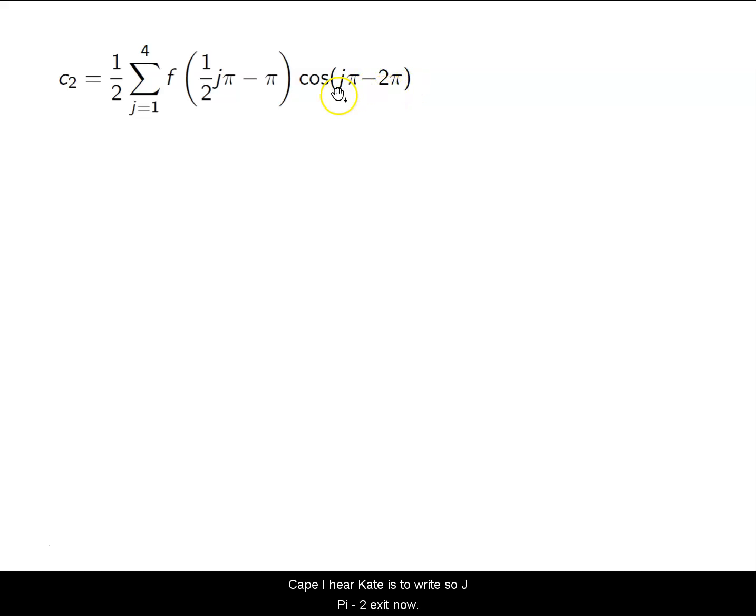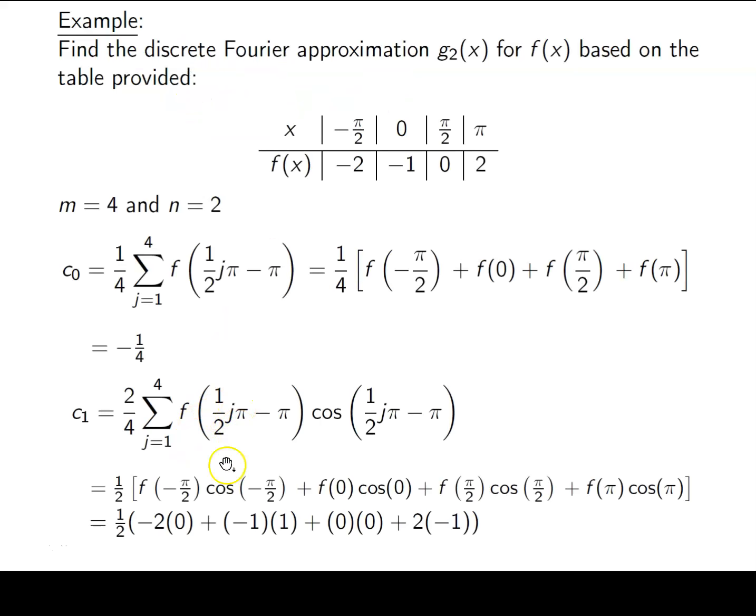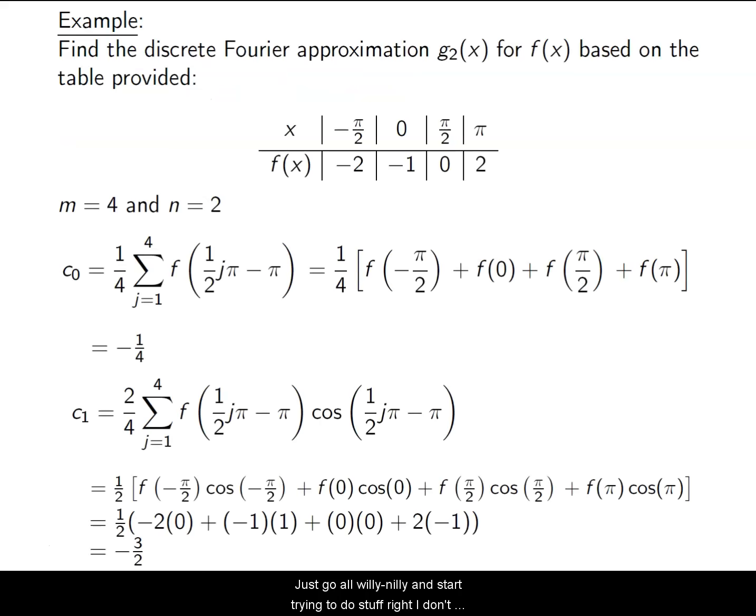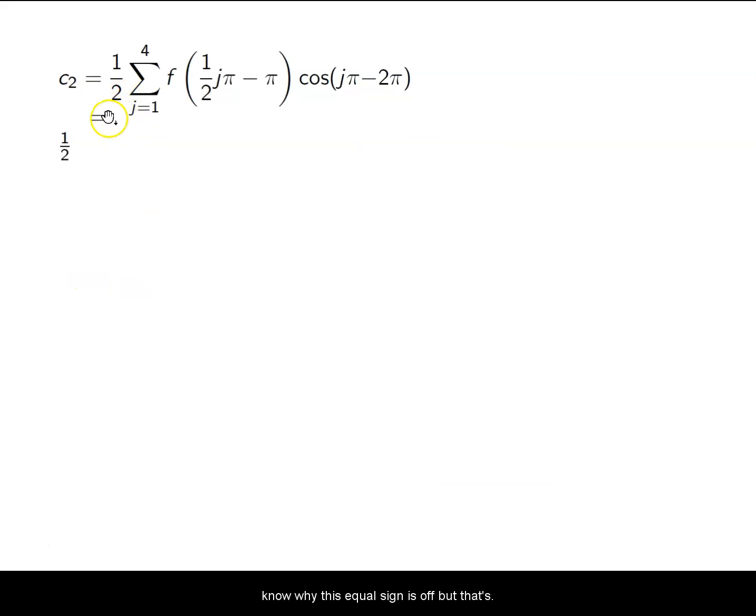Here k is 2, right? So j pi minus 2 pi. Now again, my f values are going to be identical to what they were in both cases here, for C1 and C0, but my cosine values will be slightly different. So make sure you don't just go all willy-nilly and start trying to do stuff, right? I'll fix the equal sign later. I'll have 1/2 times, again, f of negative pi.